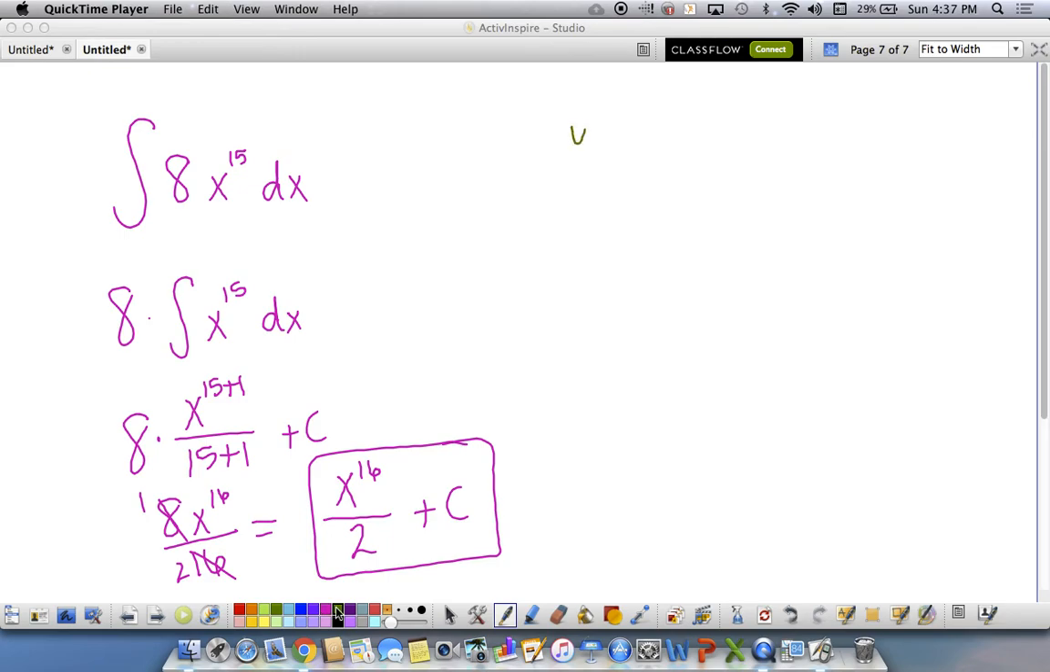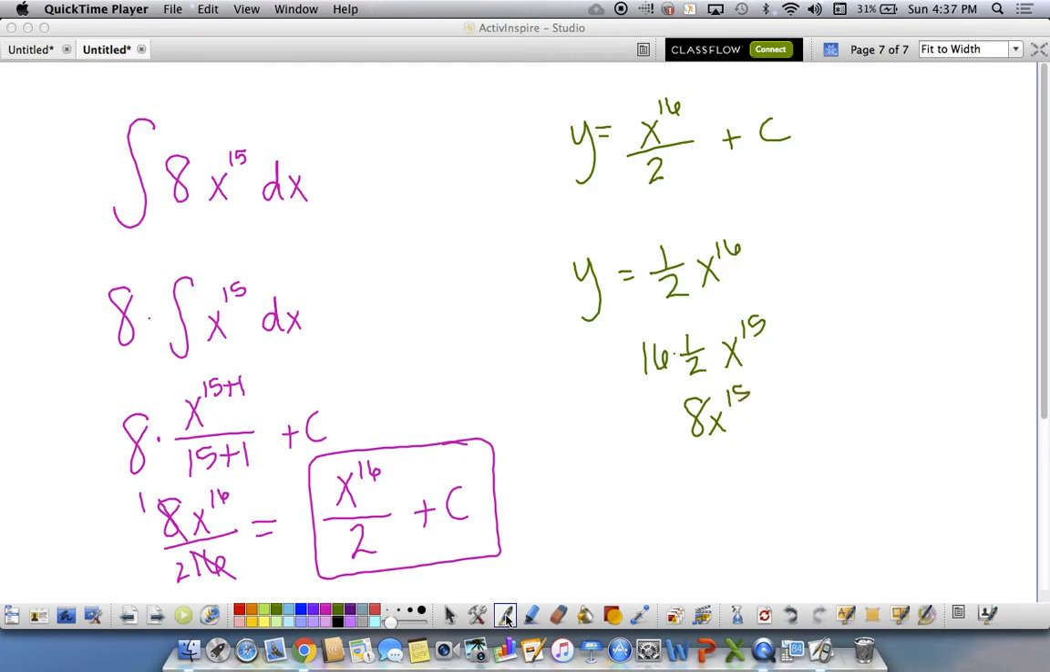Okay, so if I'm given y equals x to the 16th over 2 plus any constant c, you can put a number there if you want, what is the derivative? Okay, well, this is really 1/2 x to the 16th. So that's not a derivative yet. I'm going to take that off. X to the 16th, right? So I'm taking my 16 down. 16 times 1/2 comes x to the 16 minus 1. 16 times 1/2 is 8x to the 15th.